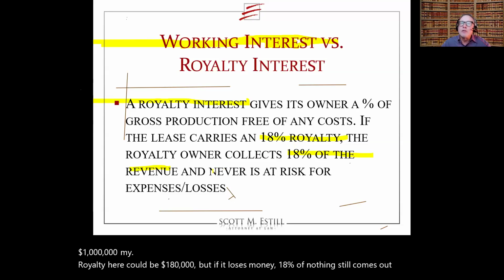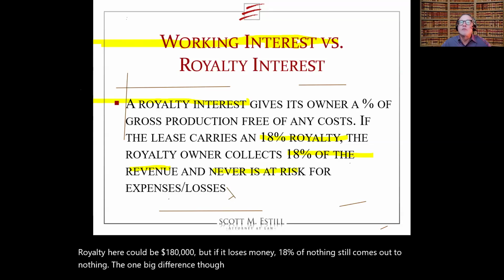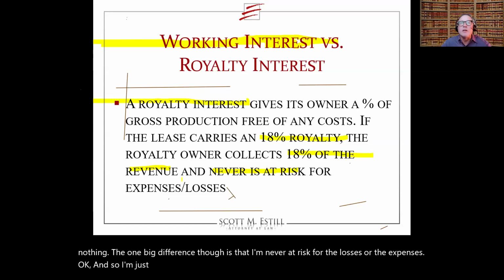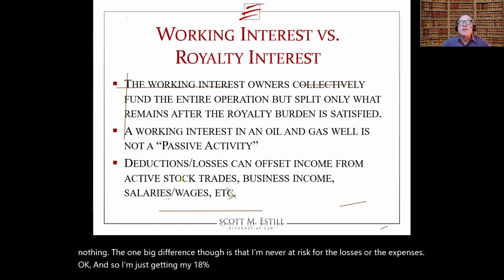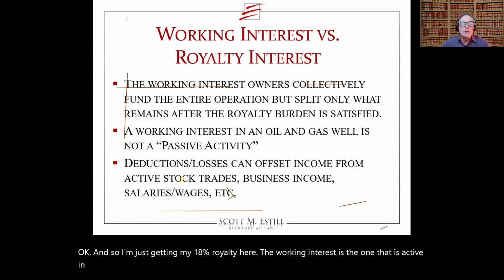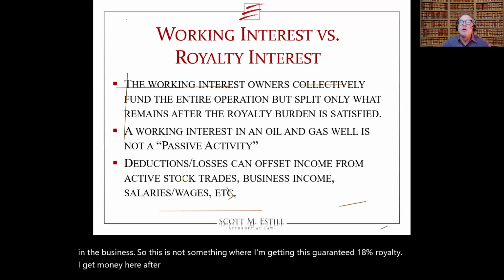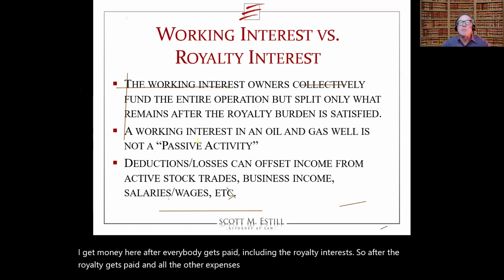The one big difference, though, is that I'm never at risk for the losses or the expenses. Okay. And so I'm just getting my 18% royalty here. The working interest is the one that is active in the business. So this is not something where I'm getting this guaranteed 18% royalty. I get money here after everybody gets paid, including the royalty interest. So after the royalty gets paid and all the other expenses get paid, then I get paid.